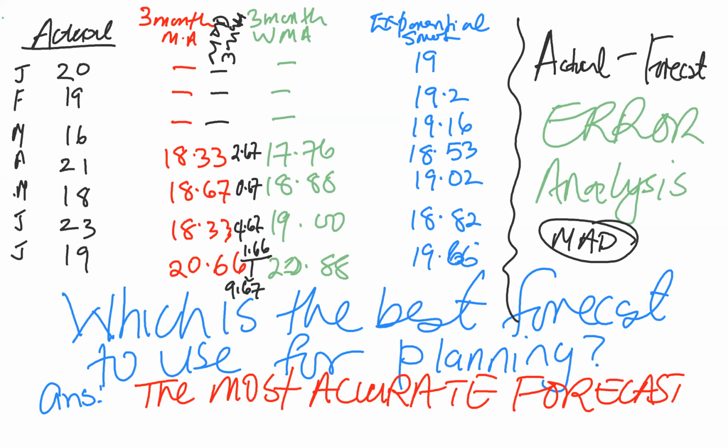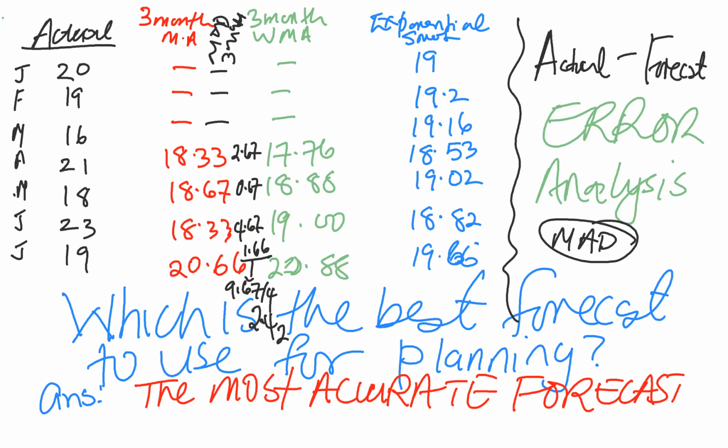9.67. How many data points did we just add up? 4. You divide by 4. So 9.67 divided by 4 equals 2.42. I'm using 2 decimal places, 2.42. Good.